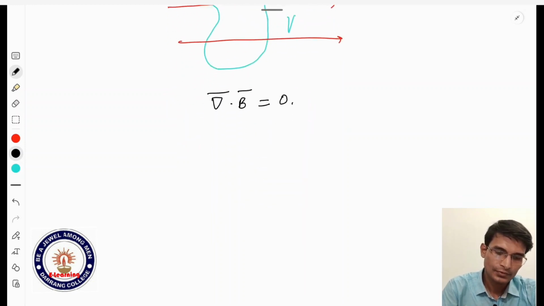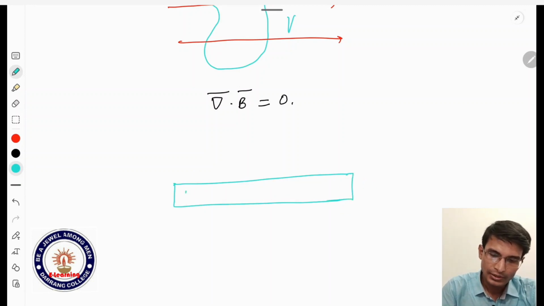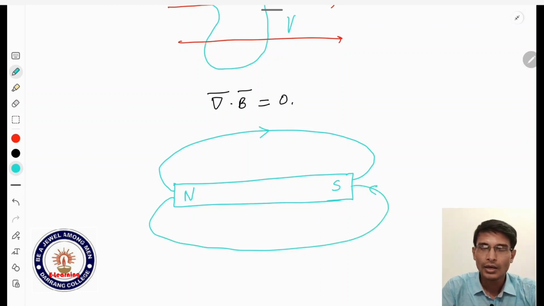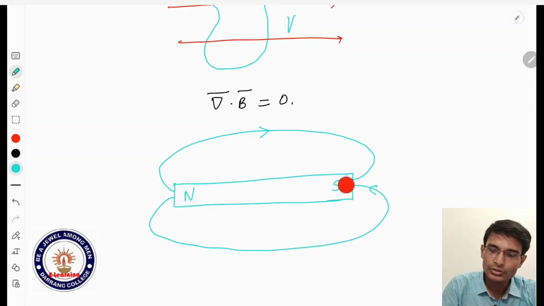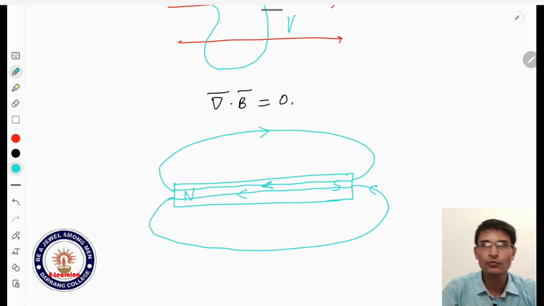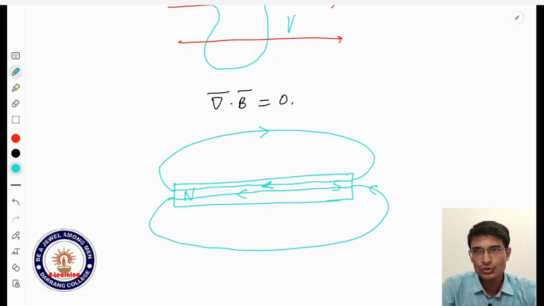magnetic lines of force. Suppose we have a bar magnet such as this, and we have a north pole and south pole here. Magnetic lines of force will come out like this, and magnetic lines of force will not terminate in the south pole here. What they will do is continue towards the north pole inside the magnet also. So the magnetic lines of force never terminate or originate from a certain point. They are always continuous. So you cannot have a source or a sink of magnetic lines of force.